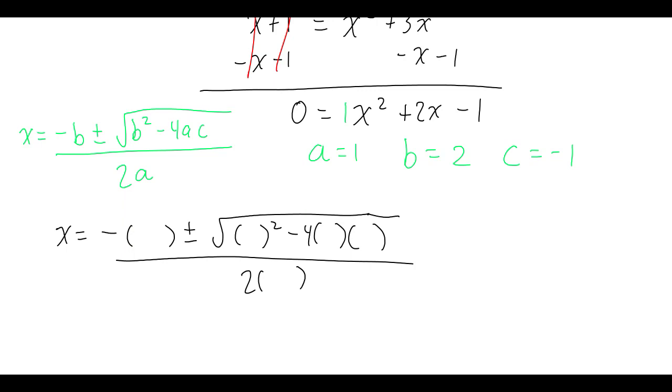Alright, and let me go and fill in those numbers. So a is 1, it goes here and here. B is 2, it goes here and here. And c is negative 1 going right there. Negative 2 plus or minus, accounting for two different answers. 2 squared is 4. Negative 4 times 1 times negative 1 is going to be a positive 4. 2 times 1 is 2.